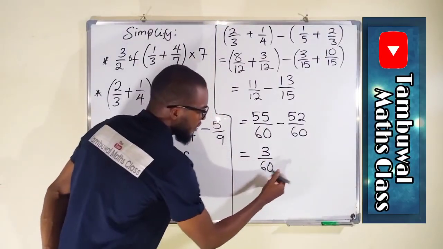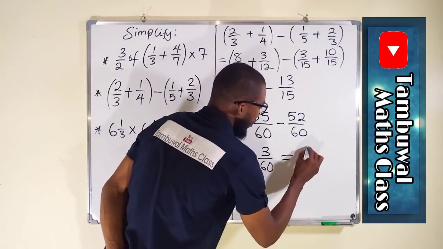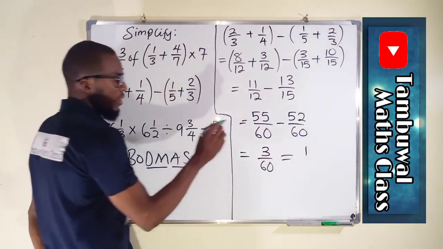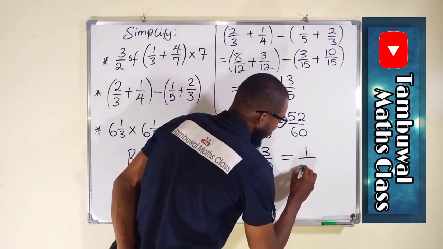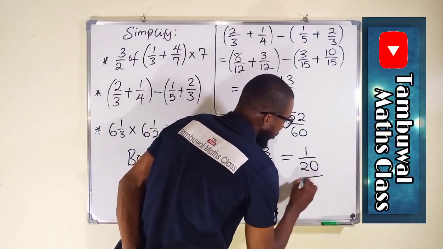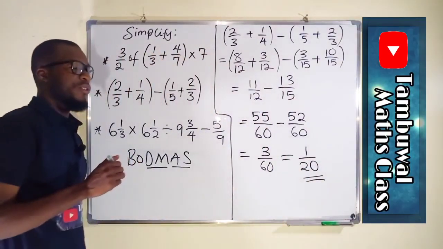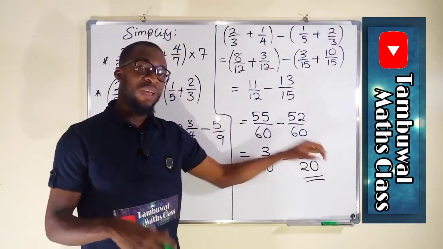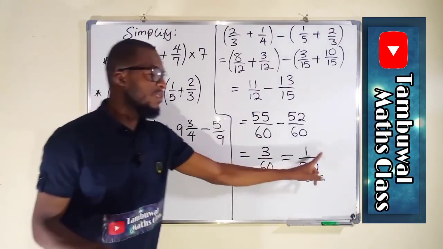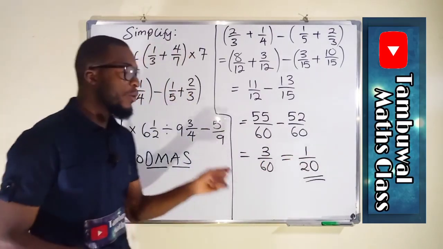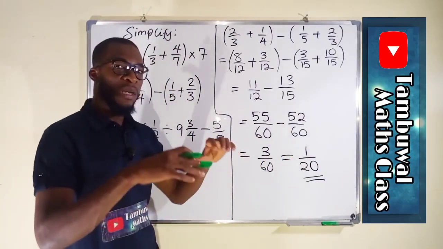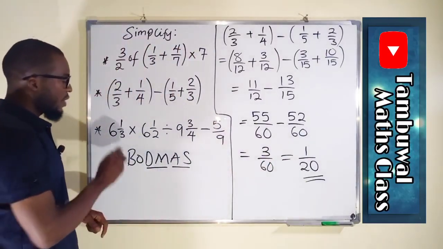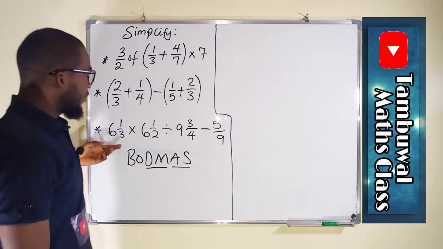But 3 can go into 3 one time, so we can reduce this one. And 3 as well can go into 60 20 times. So our final answer is 1 over 20, because you cannot reduce this one into a mixed number because this is a proper fraction. Remember, you can only convert improper fraction into a mixed number. So now let us take the last one. So here is the last one.